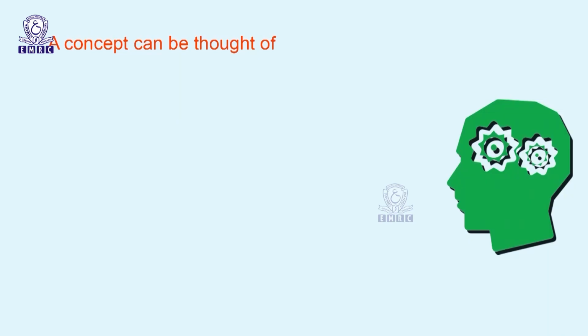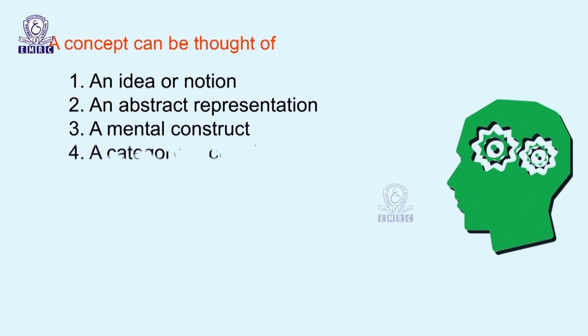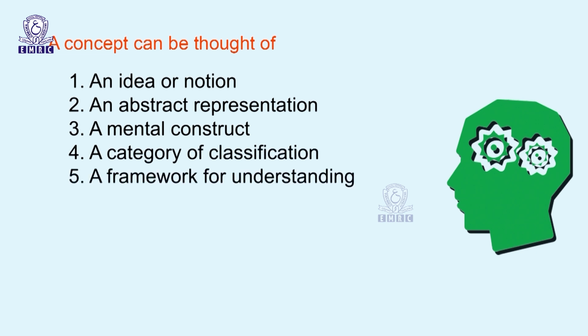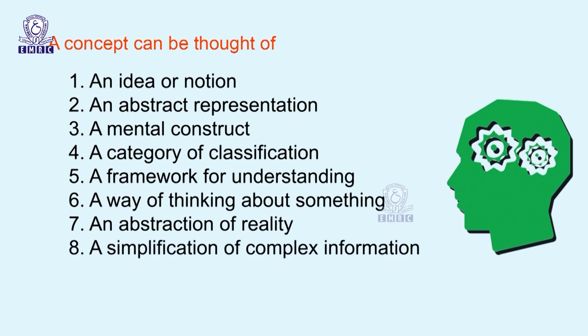A concept can be thought of as 1. An idea or notion. 2. An abstract. 3. A mental construct. 4. A category of classification. 5. A framework for understanding. 6. A way of thinking about something. 7. An abstraction of reality. 8. A simplification of complex information.